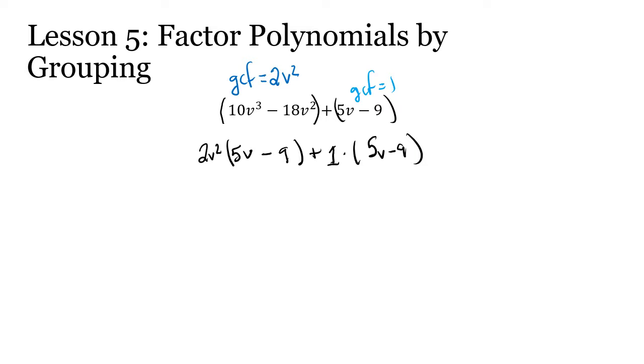Now this term and this term match, so I know I did it right. And I rewrite it in the following way: 5v minus 9 times 2v squared plus 1. That is my final answer.